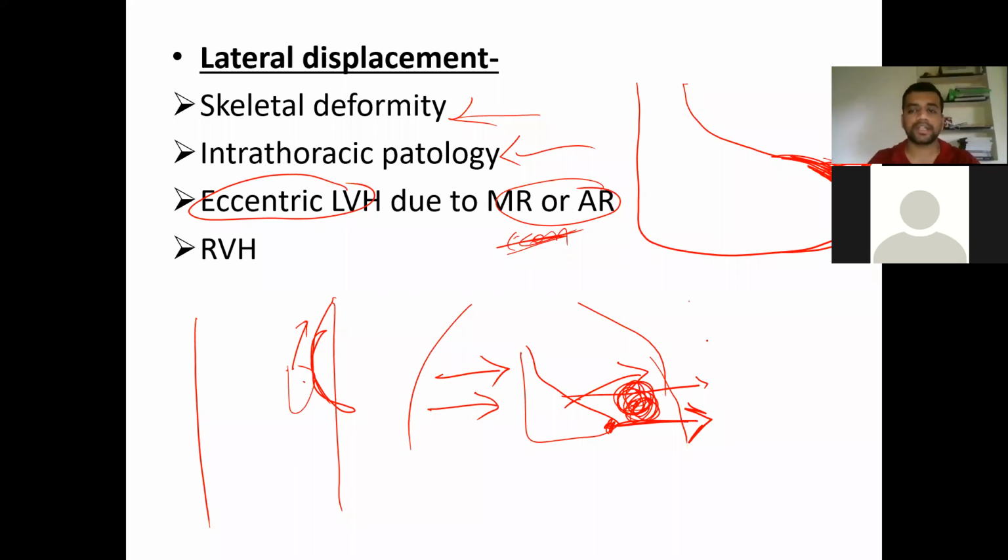In case of concentric LVH, it is due to aortic stenosis. Eccentric is due to MR and AR. And in case of right ventricular hypertrophy also, the RV will be coming here and encroaching. Sometimes it may even push the LV, so that can also cause lateral displacement of the apical impulse.